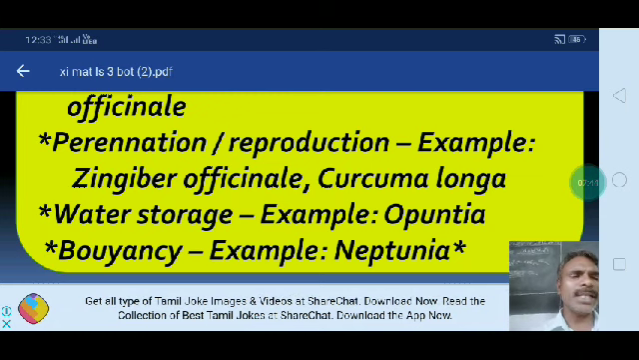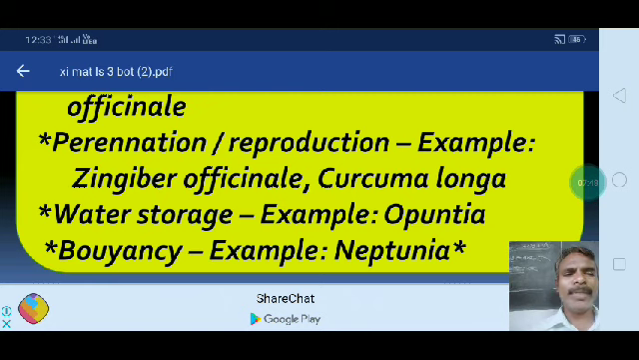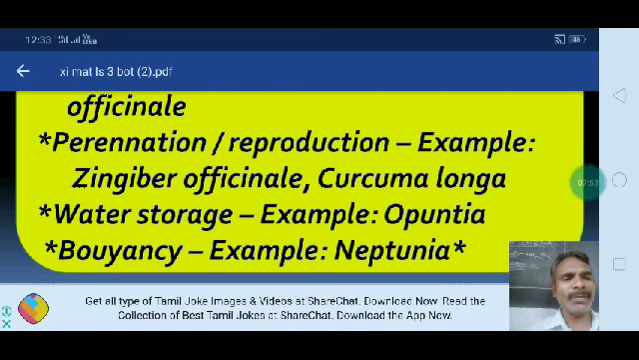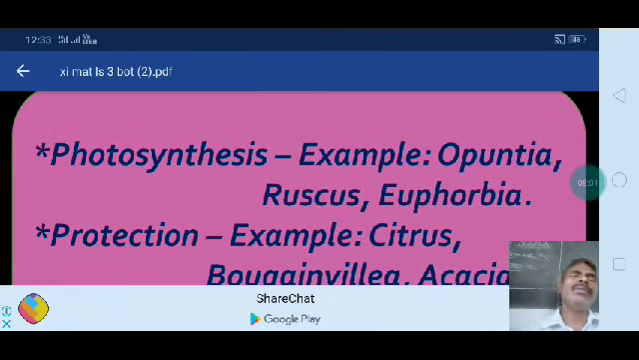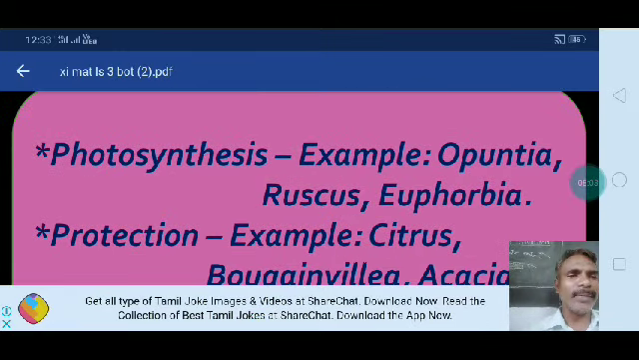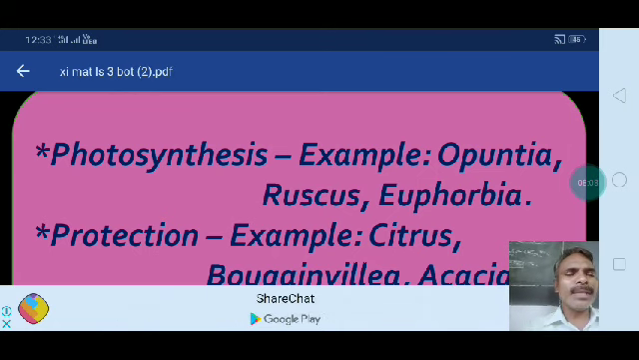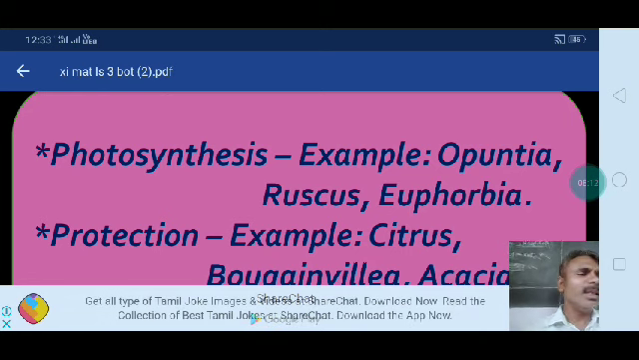Then water storage, example Opuntia. Buoyancy, example Neptunia. What do you mean by buoyancy? Floating condition. Some plants float on the water surface. That is called buoyancy, example Neptunia. Then another important function is photosynthesis, because the stem portions also perform photosynthesis. Example Opuntia, Ruscus, Euphorbia species.